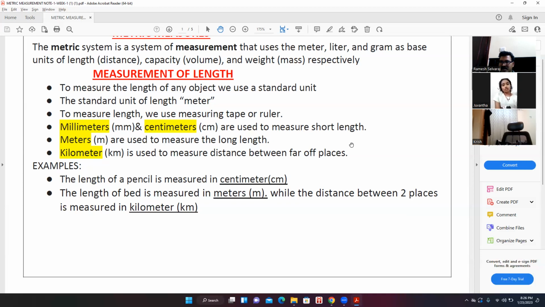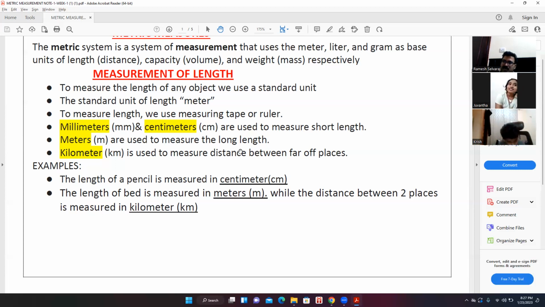Yeah. And meters are used to measure long length. And kilometer is used to measure distance between far off places. Can you tell me some example of when you are going to measure in kilometer, and meter, and millimeter, centimeter? Abu Dhabi to India is a kilometer. Meter is used to measure long length, like the length of a bed.